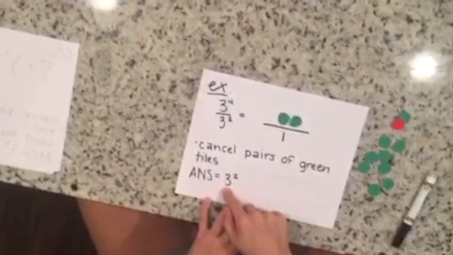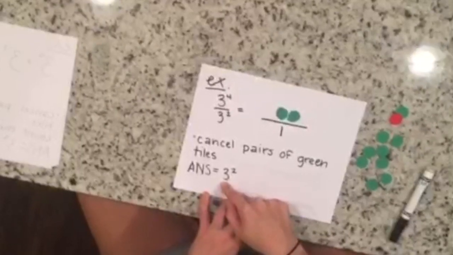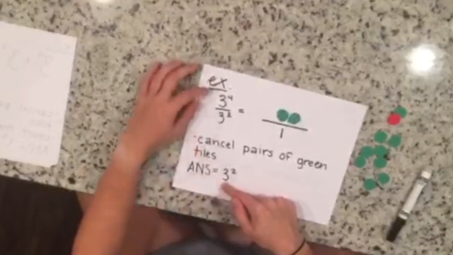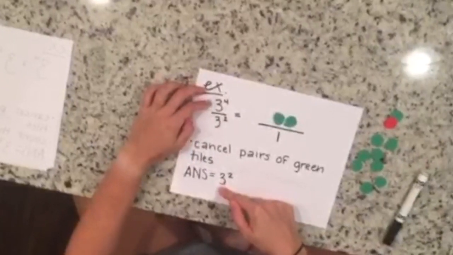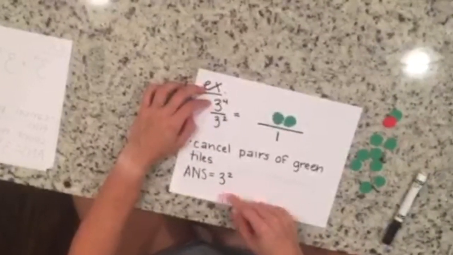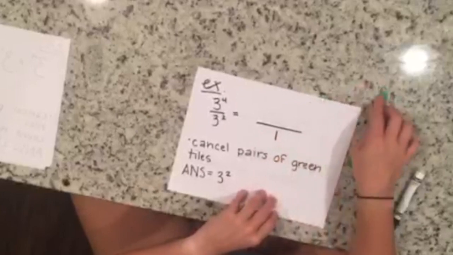You'll notice this is the same answer as the last problem, because dividing 3 to the 4th power by 3 to the 2nd power is the same as multiplying 3 to the 4th power times 3 to the negative 2 power.